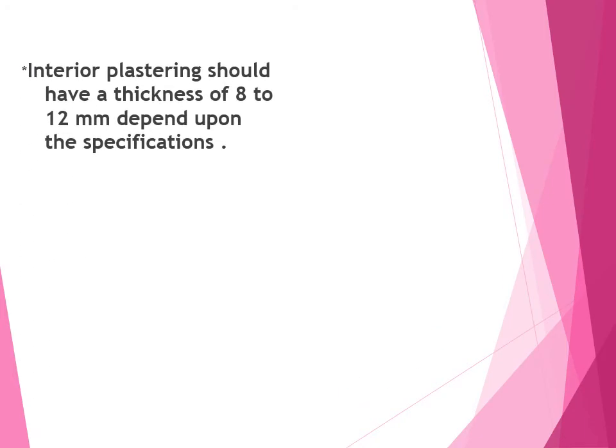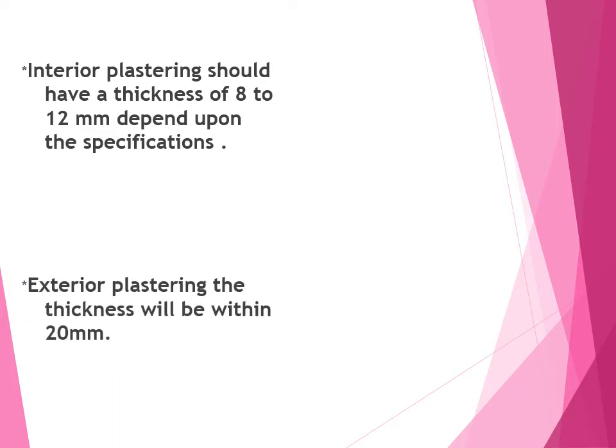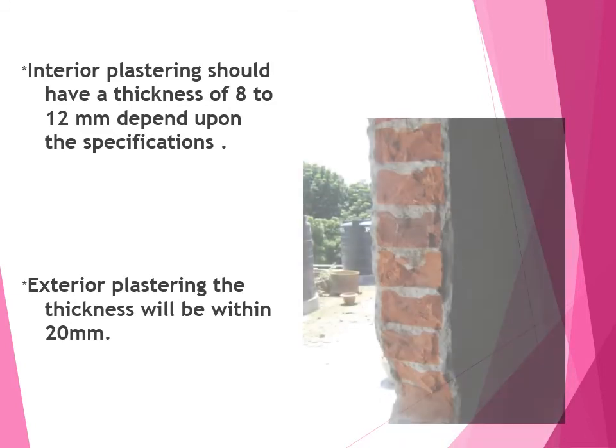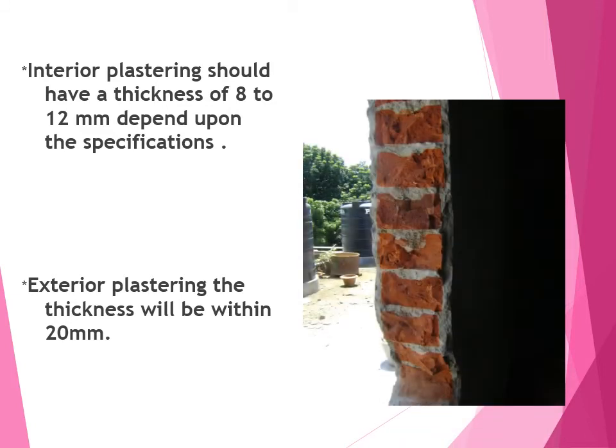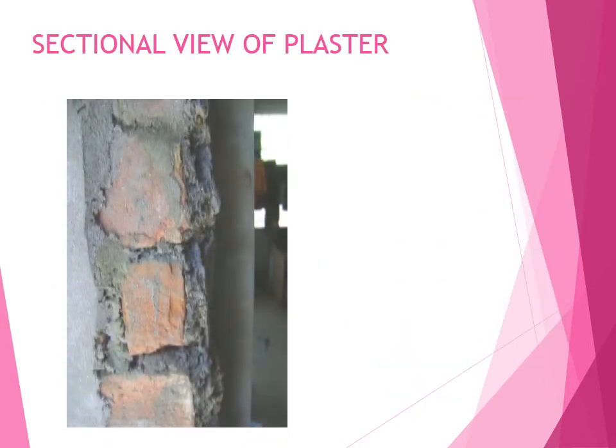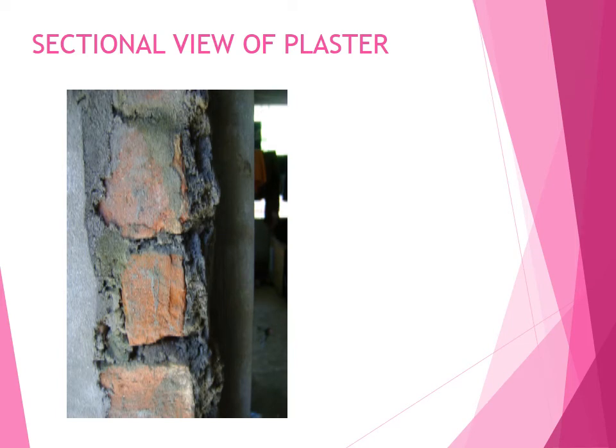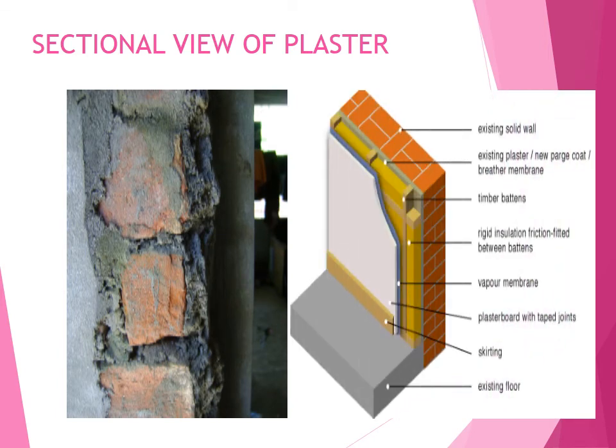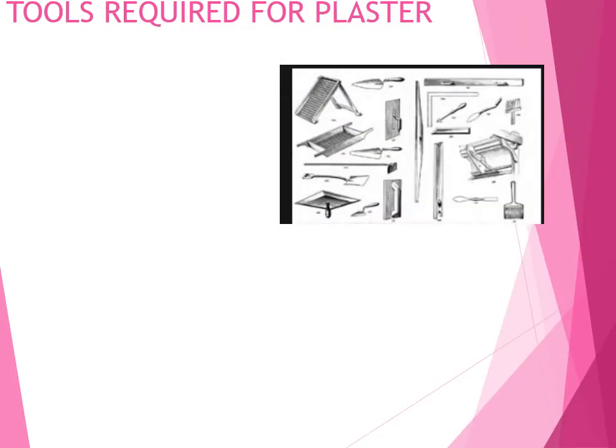Interior plaster has a thickness of 8 to 12 mm depending upon the specifications. Exterior plaster thickness will be within 20 mm. The section image will show you how things are done. The sectional view of the flat plaster is shown below. The existing solid wall, the plaster, timber patterns and everything are shown in these images.